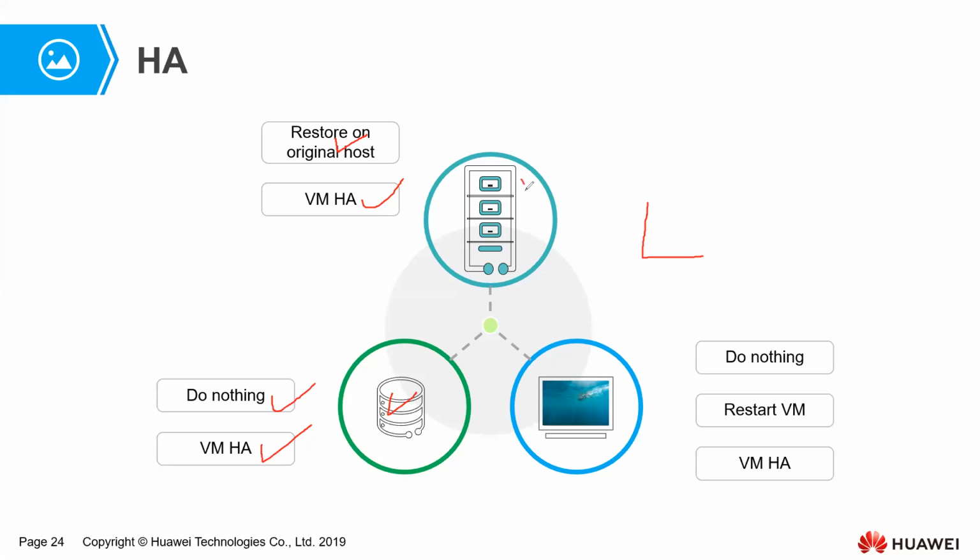In case it is the physical host, we can configure VM high availability, or we can restore it on the original host. In case the virtual machine is the one which is faulty, we can do nothing, restart the virtual machine, or configure high availability. Please take note of that. In case the virtual machine is faulty, we can do nothing, restart the virtual machine, or configure the high availability policy.